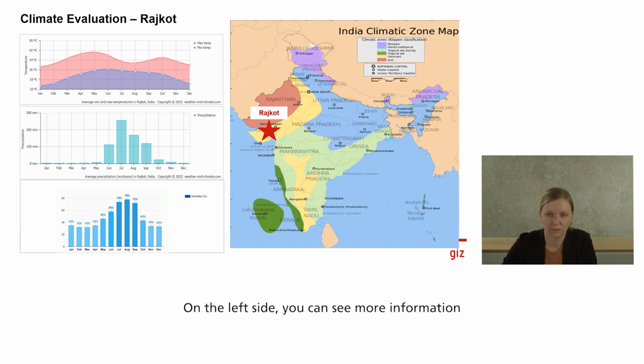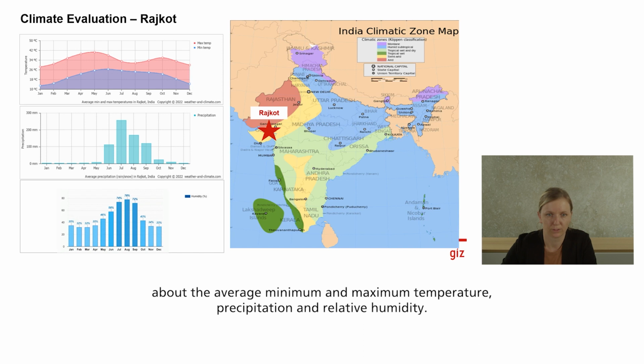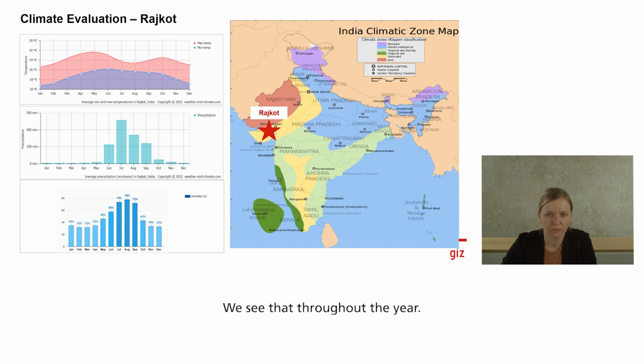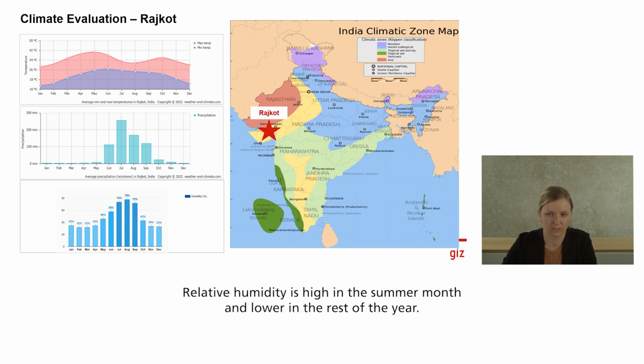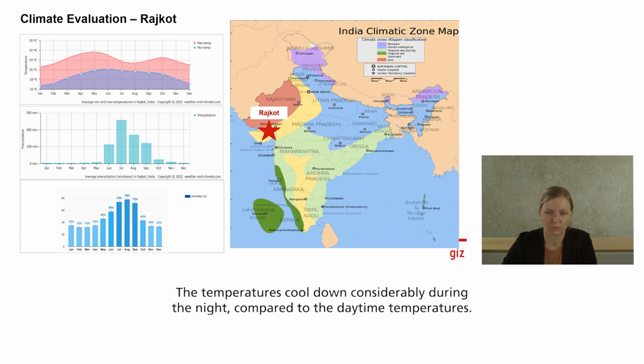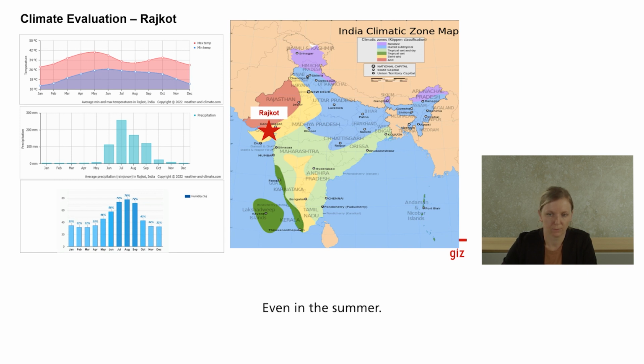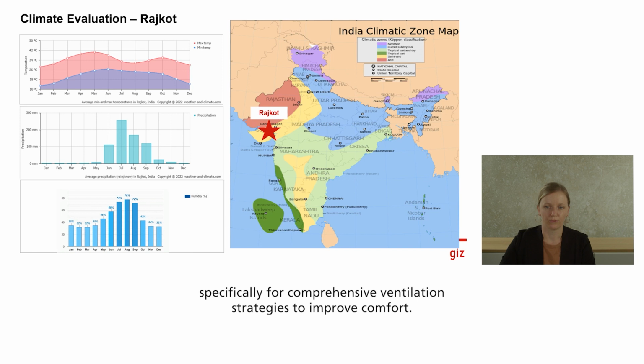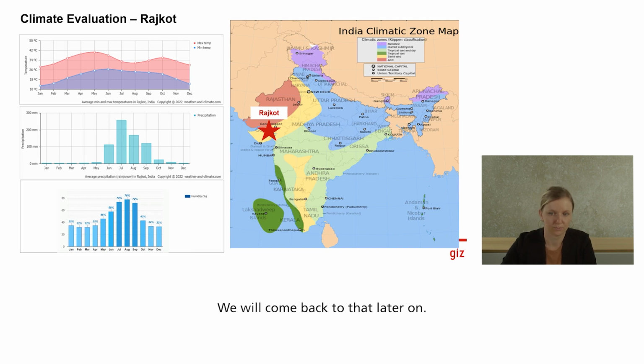On the left side, you can see more information about the average minimum and maximum temperature, precipitation, and relative humidity. We see that through the year, temperatures are quite high. Relative humidity is high in the summer month and lower in the rest of the year. The temperatures cool down considerably during the night compared to the daytime temperatures, even in the summer. We can use this temperature difference specifically for comprehensive ventilation strategies to improve comfort. We will come back to that later on.